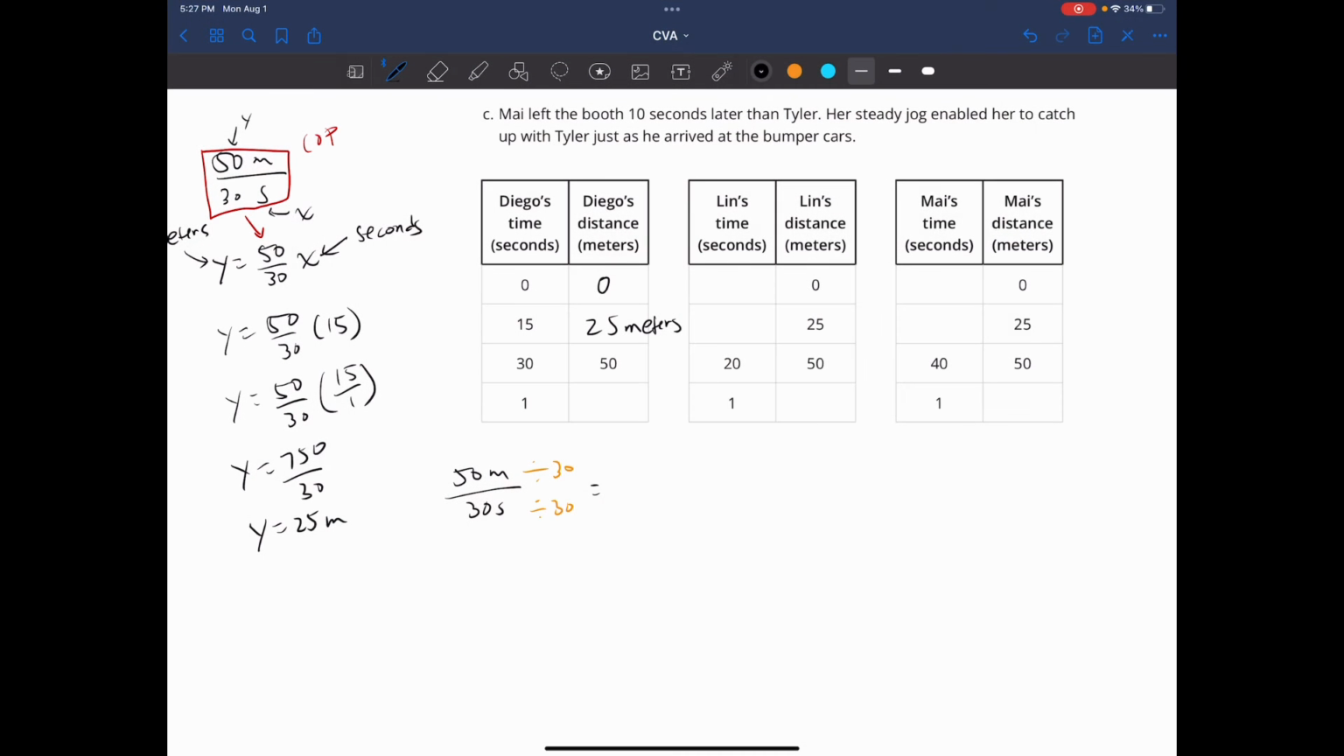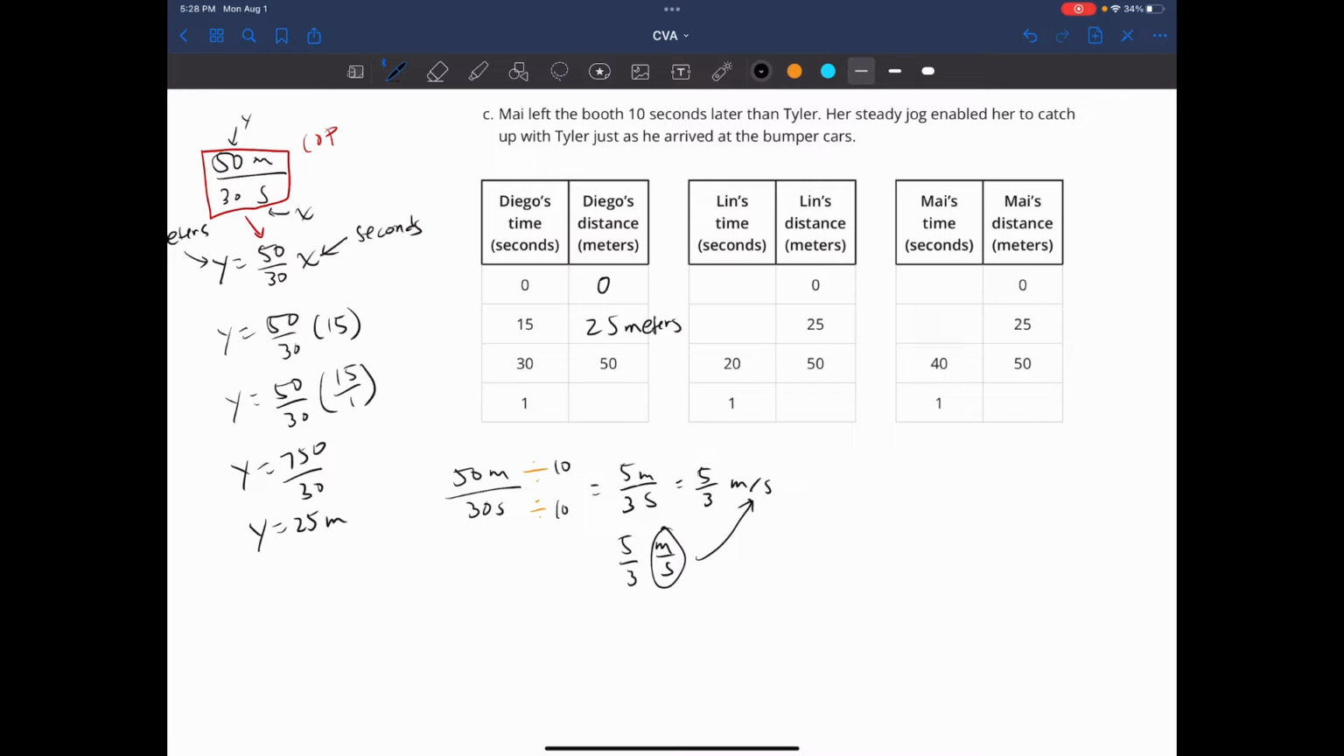Or if you don't like the long fraction, you could actually just go like this. What I'm going to do is divide this by 10 and divide this by 10. So what I'm going to get is 50 divided by 10 is just 5, and then 30 divided by 10 is just 3. So that's the simplest form it can go. Meters over second. But that is the same thing as 5 over 3 meters per second, right? You see this fraction? I just broke it down. 5 over 3 meters per second.